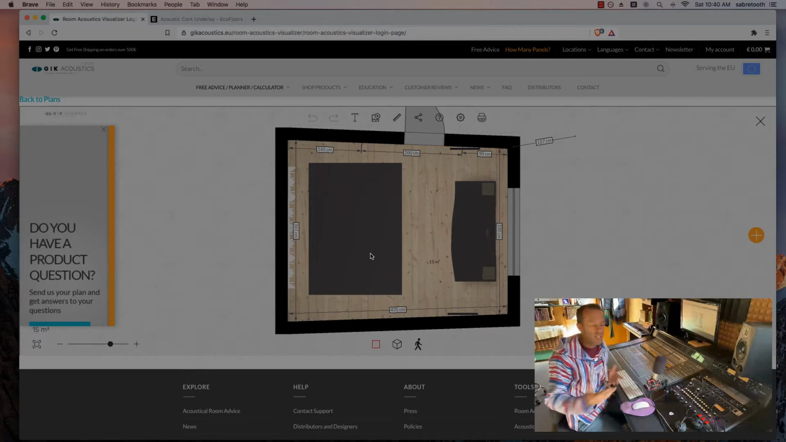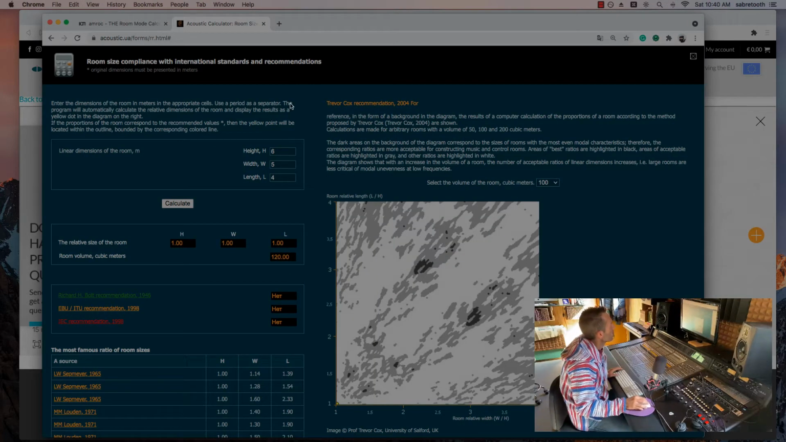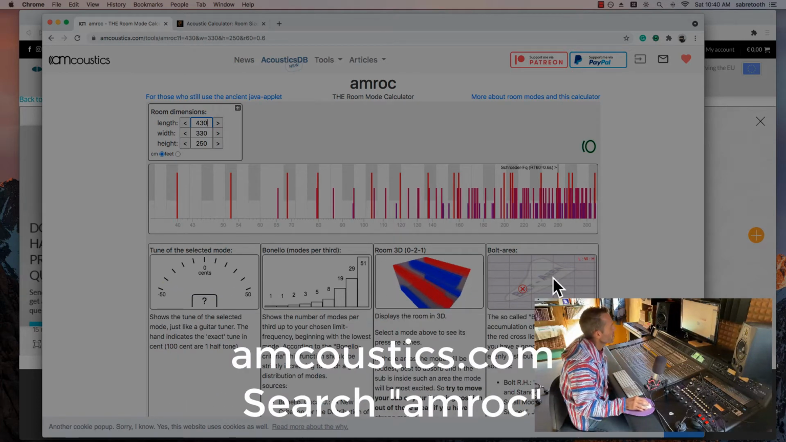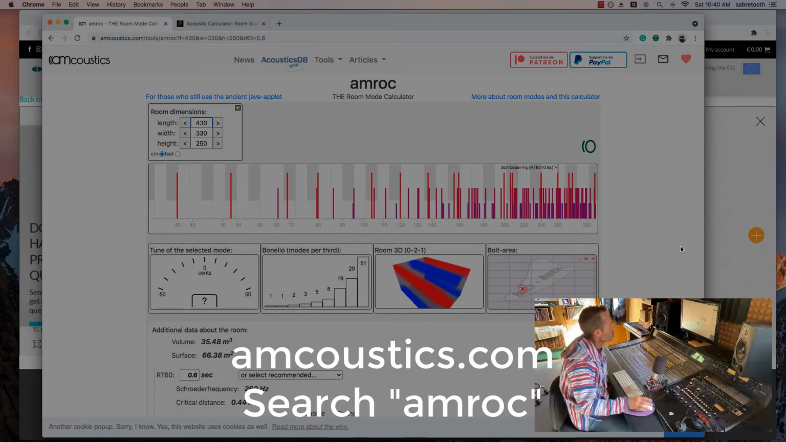as opposed to completely dead. So how I came up with these basic measurements and the tools that I liked are these two. To start off with, a basic room mode calculator, something like this, that gives you some kind of analysis of those dimensions.